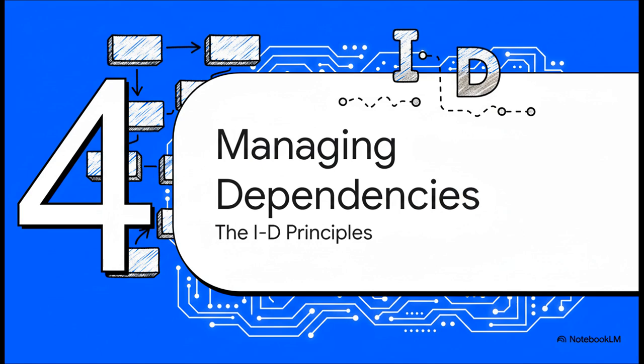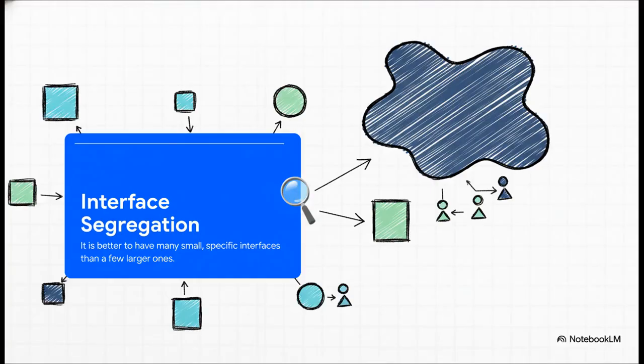Now let's zoom out and look at the last two principles, I and D, which are all about how we manage the connections between those classes. The I is for the interface segregation principle. The core idea here is simple. Clients shouldn't be forced to depend on methods they don't actually use. Basically, we want to favor lots of small specific interfaces instead of one giant do-everything interface.